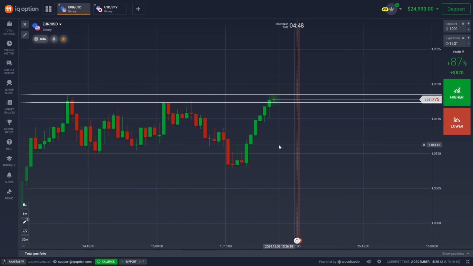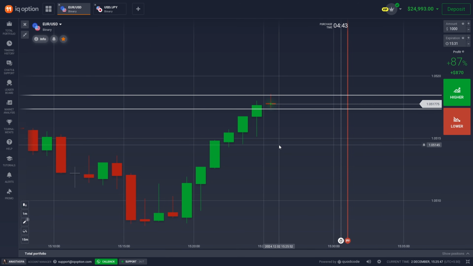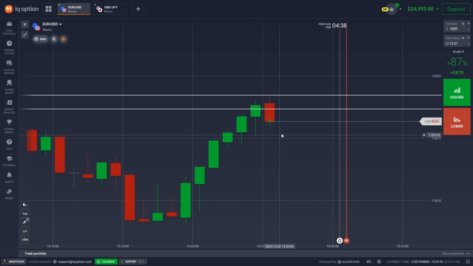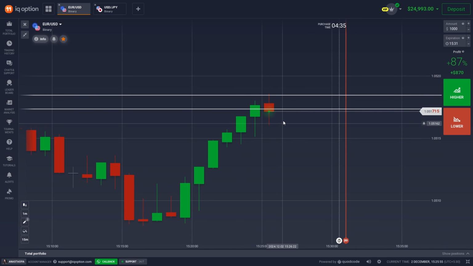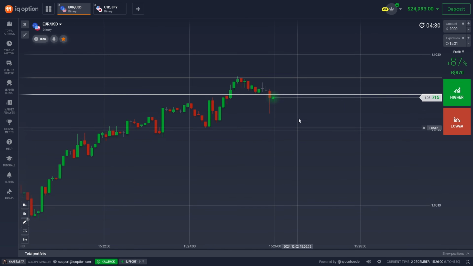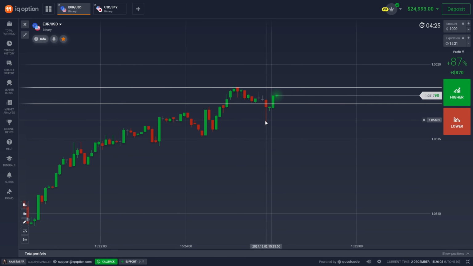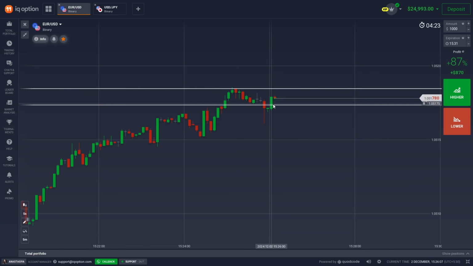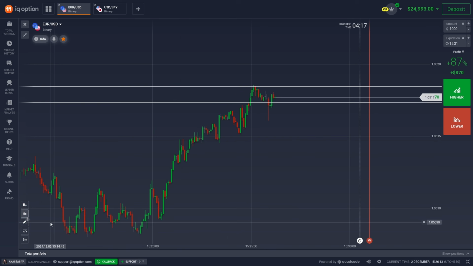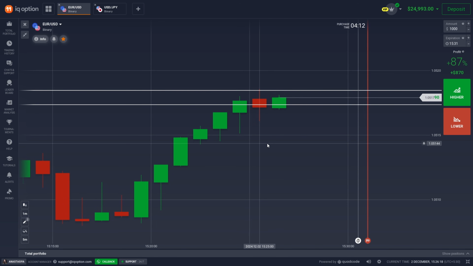Let's see. Okay. Now this is what I was talking about, the rejection. The rejection came from the sellers. This was a good rejection. The buyers pushed the market in the upward direction again, but this is what I was thinking, because this is the early indication that you can expect a reversal.